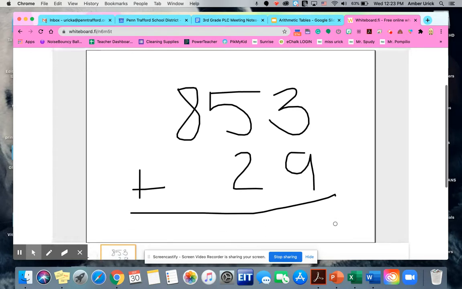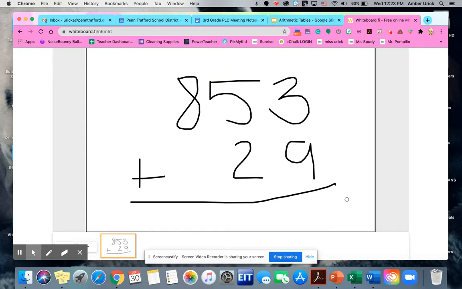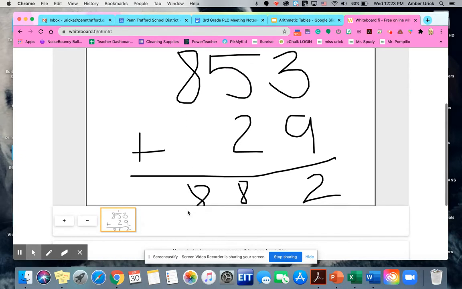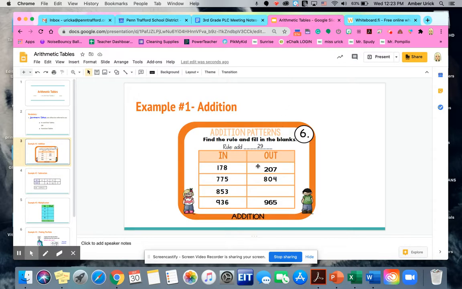So what is 9 plus 3, or 3 plus 9? It is 12. I need to put my 2, carry my 1. 5 plus 1 is 6, and 2 more is 8. And bring down my 8, 882. So 853 adding 29 gives me a total out of my machine of 882. And we've now filled up our in and out table with the rule of adding 29.